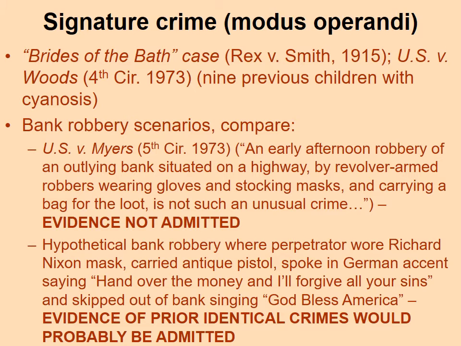And in my hypothetical case, I've got a perpetrator going into a bank wearing a Richard Nixon mask, carrying an antique pistol, speaking in a German accent, saying, "Hand over the money and I'll forgive you all your sins." That's a terrible German accent. And then skipping out of the bank singing "God Bless America." So now evidence of prior identical crimes there would probably be admitted.